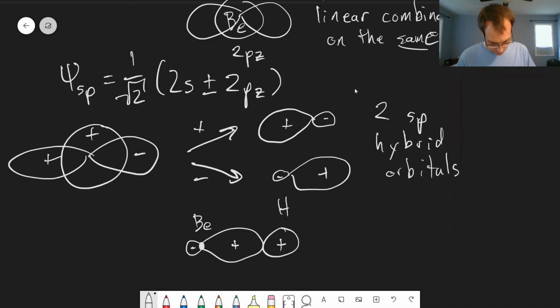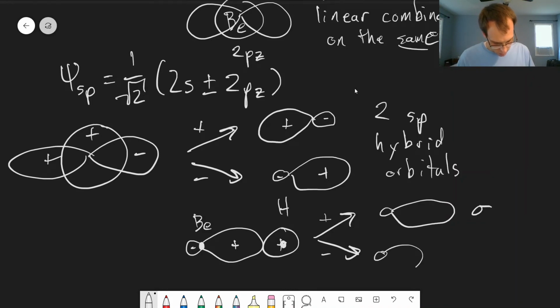Their nuclei are somewhere around here. And so these will, again, add and subtract. And when they add together, we'll get a sigma bonding orbital. And when they subtract, we'll get a sigma anti-bonding orbital. All right, and then we have the same thing happening on the other side. And with the number of electrons we have, our electrons will go into the bonding orbitals and we'll form our bonds there. And so our electrons become localized into specific sigma bonds between our nuclei.